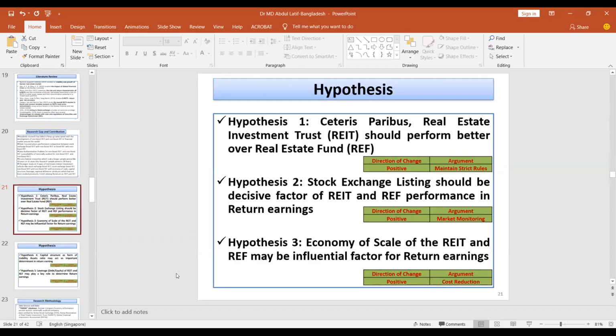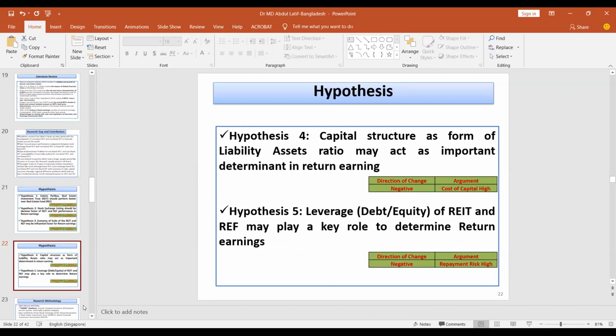In my research, the hypothesis was that in a ceteris paribus condition, real estate investment trusts should perform better than real estate funds, and stock exchange listing should be a decisive factor of REIT and REIF performance in return earning. The third one is that economic scale of the REIT and REIF may be an influential factor for return earnings. My fourth and fifth hypotheses were that capital structure is also a determinant of REIT and REIF performance, and leverage as well is another determinant of REIT and REIF earning performance.